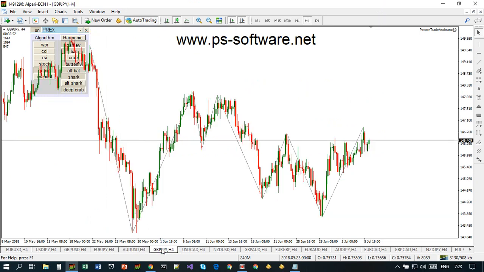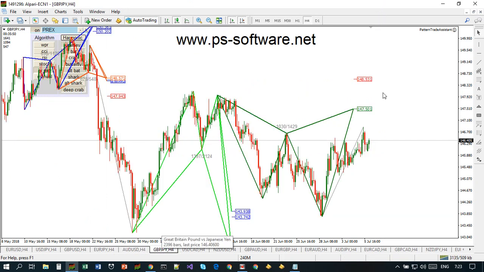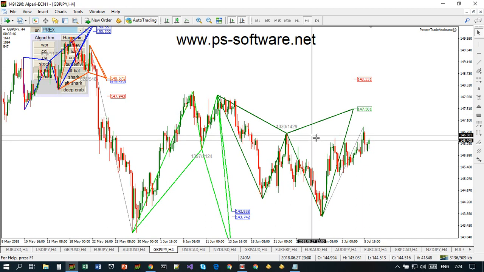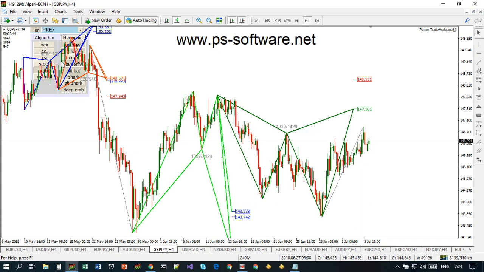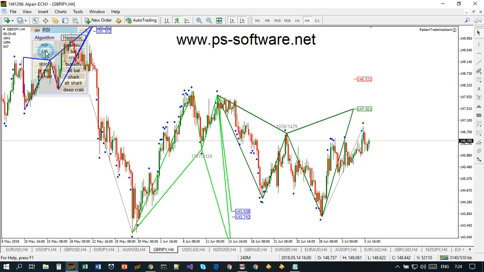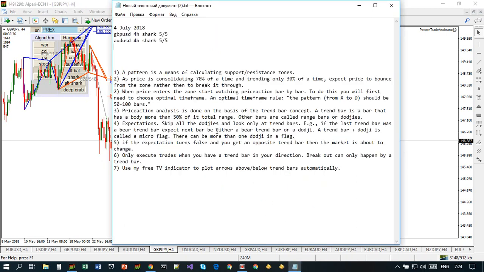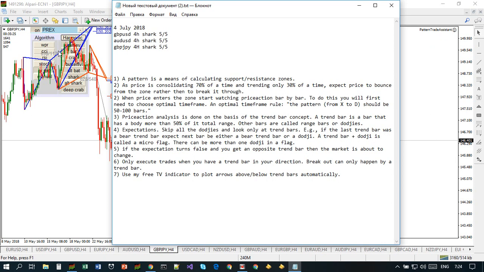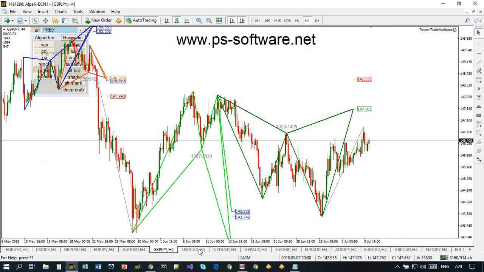Then let's go pound yen, a potential shark pattern as well. Pretty good shark patterns. Let us check if it is an obvious one. Okay, 2 algorithms, 3, 4, 5. 5 of 5 shark pattern is here. GBP JPY 4 hour shark, 5 of 5. Then let's go to the next one.